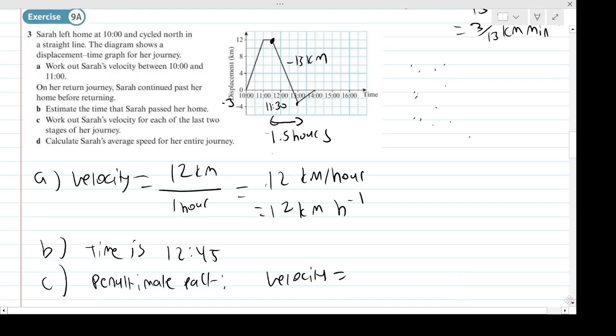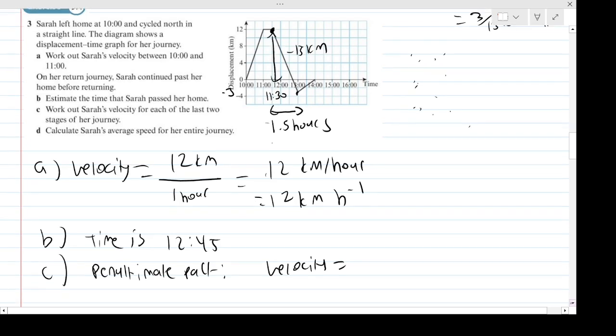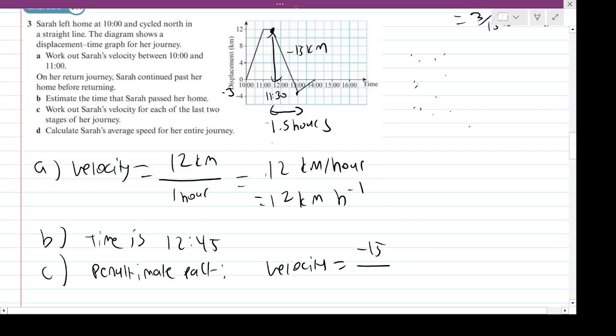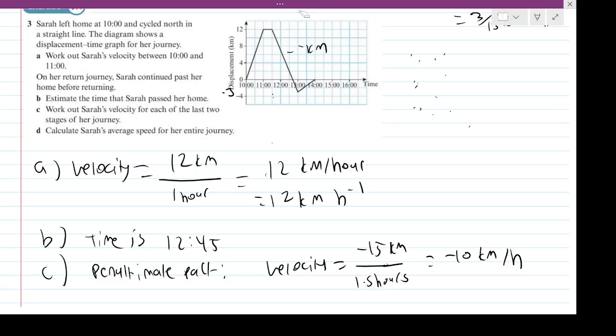And so therefore, the velocity is the change of displacement, -15, over time, which is 1.5 hours. So -15 divided by 1.5 is -10. So -10 kilometers per hour. Okay, and so there we are. And again, it's negative because the line here is going downwards, so it's a negative gradient, so a negative velocity.